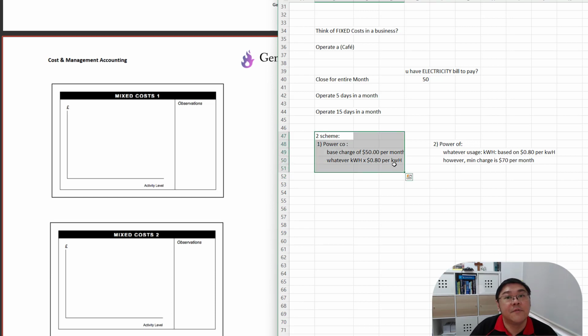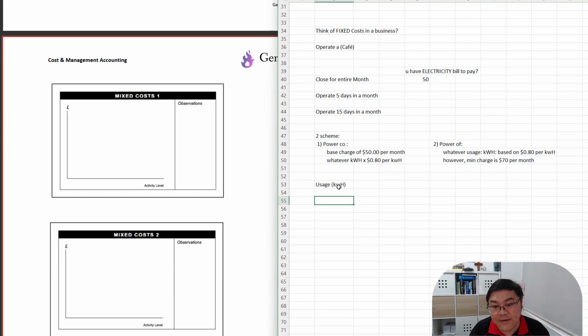Now I would like you to use these two examples. You're going to pause the video for a while and think about what happens if my usage in kilowatt hours is 0, 100, and then 500. On the same side, I'm going to do the same thing over here: 0, 100 and 500. Maybe I will add one more, let's say 60.